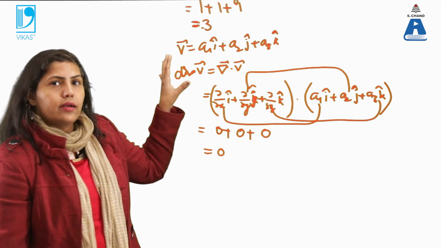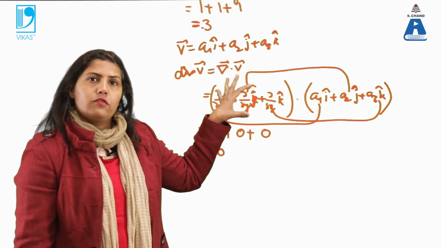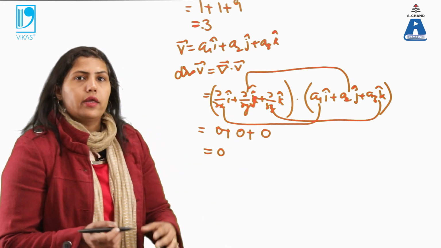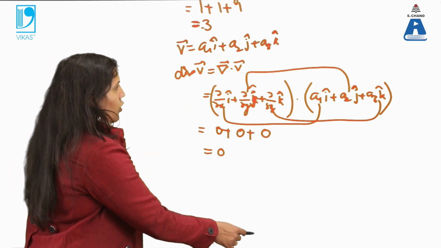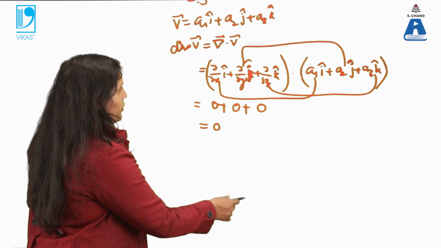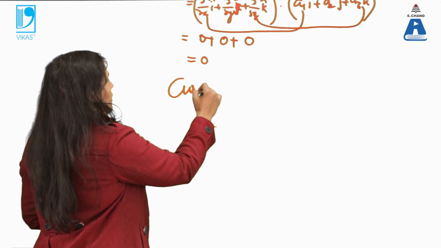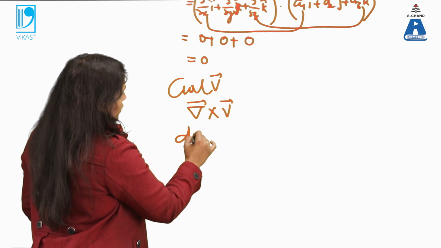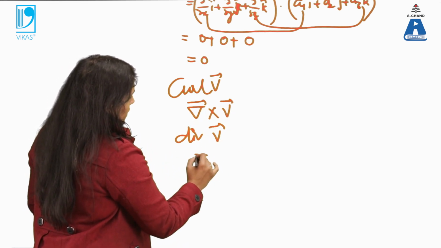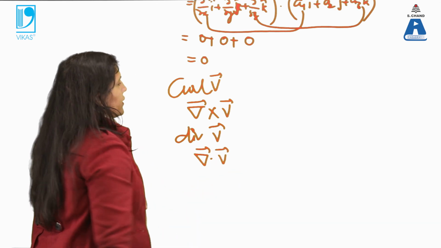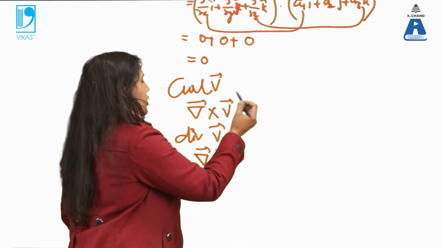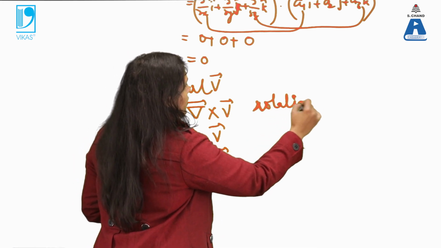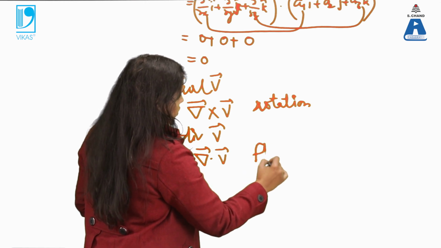What we understood is that curl and divergence for a constant vector is 0. It means there is no rotation in the constant vector and there is no flow particularly for a constant vector. So this is how we find the curl and divergence. So curl means del cross V, and divergence means del dot V. Even physically, I have told you practically what they mean. Curl gives you rotation and divergence gives you flow.